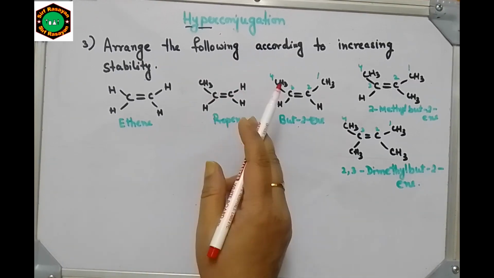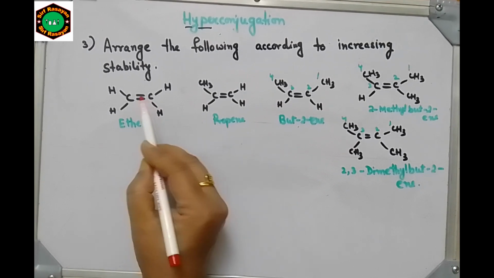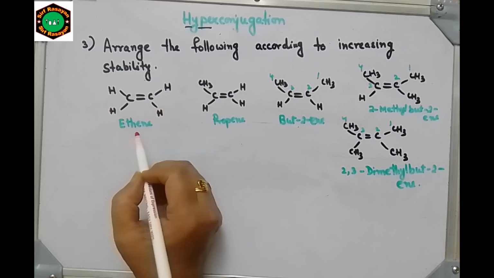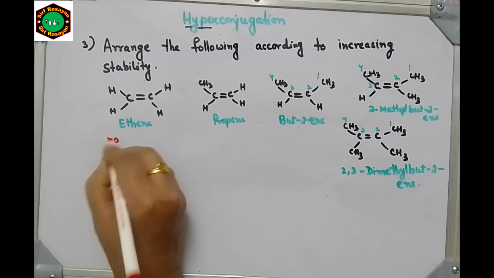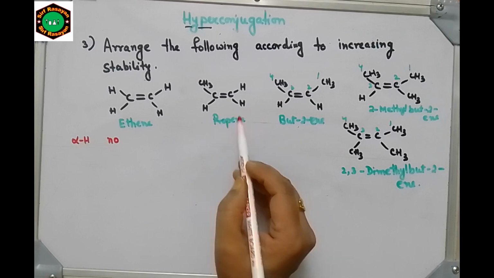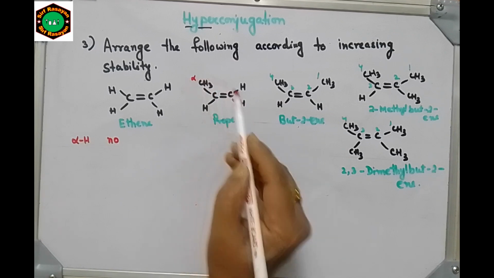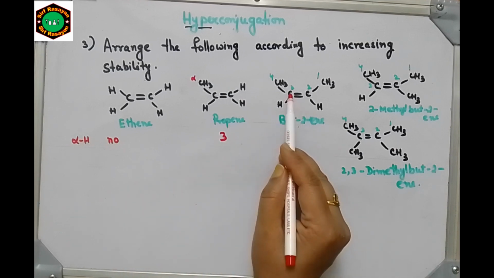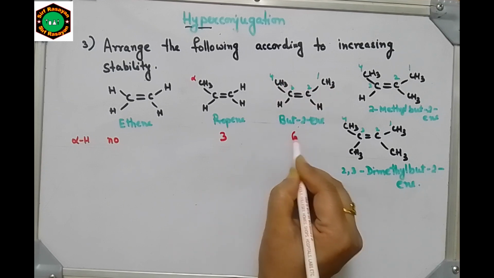Now arrange the following according to increasing stability. Alkenes are given. With respect to this double bond, there is no alpha hydrogen. This is the ethene molecule, so here no alpha hydrogens. Here this is propene. With respect to this double bonded carbon, this is the alpha carbon, and here 3 alpha hydrogens are present. Here with respect to this double bonded carbon, 3 and here 3, so a total of 6 alpha hydrogens are there.